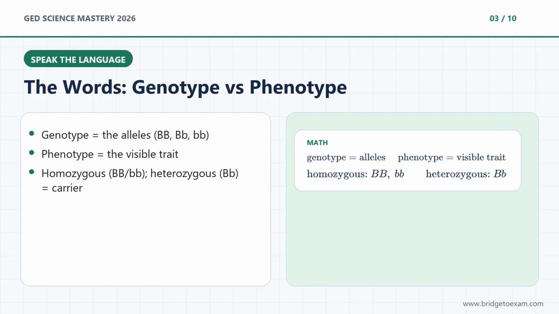4 quick words that unlock every question. Genotype is the pair of alleles an organism actually has, like BB, Bb, or bb. Phenotype is the trait you can see, like brown eyes or blue eyes. Next, homozygous means 2 identical alleles, like BB or bb. Heterozygous means 2 different alleles, like Bb. And one special word. A carrier is a heterozygous individual, like Bb, who carries the recessive allele but does not show the recessive trait. They look brown but secretly carry blue.